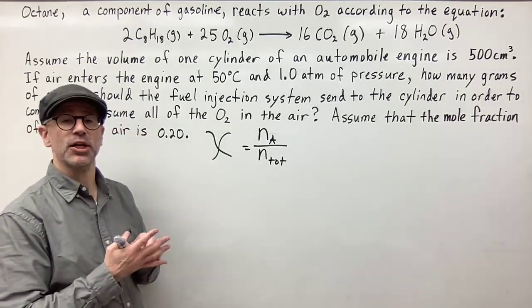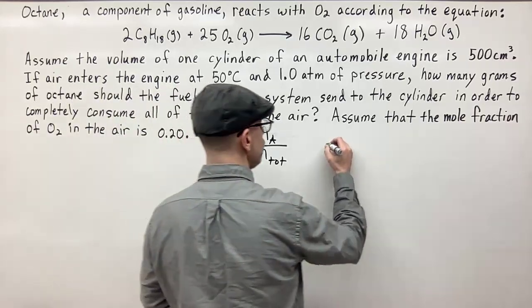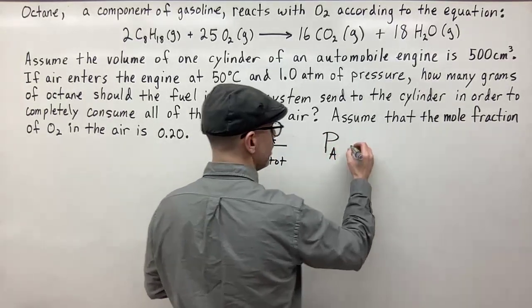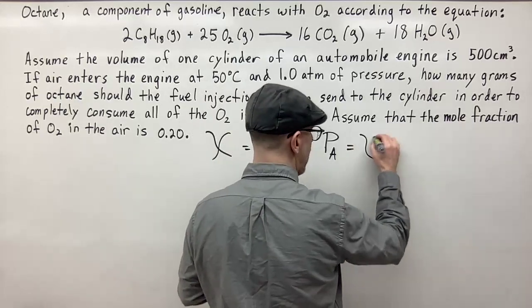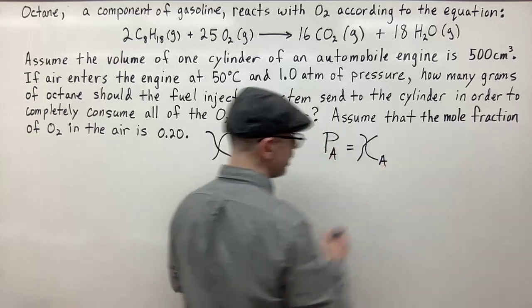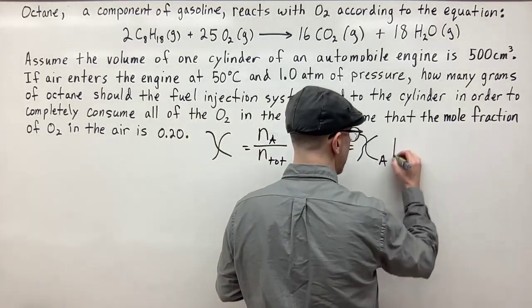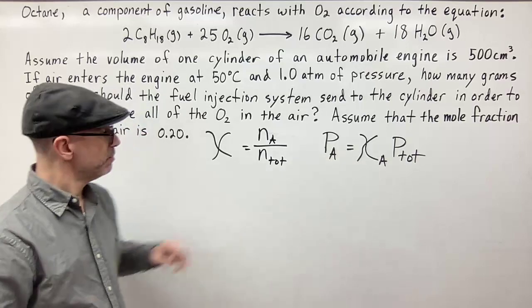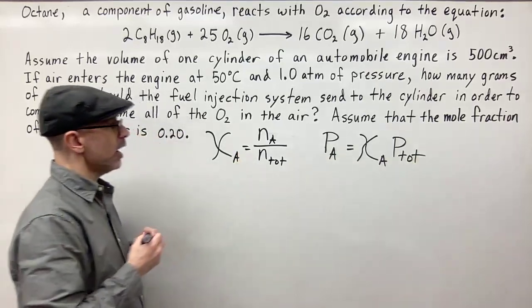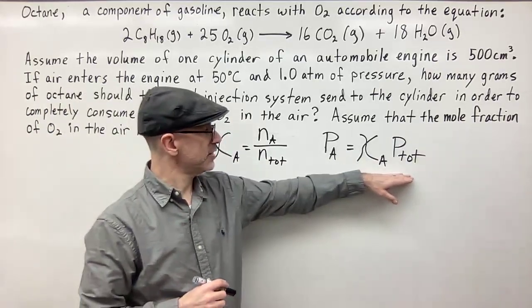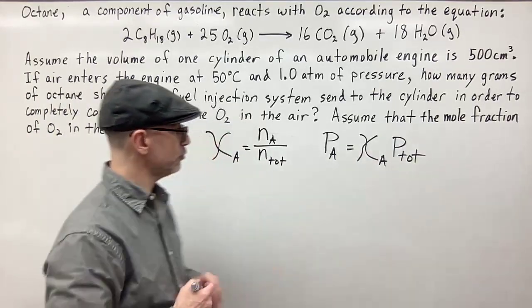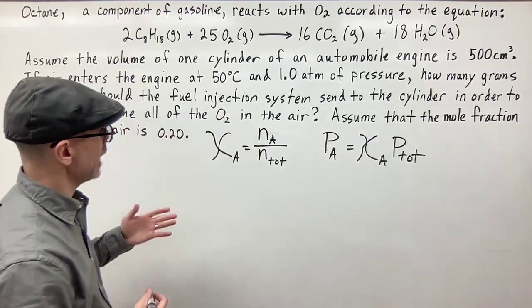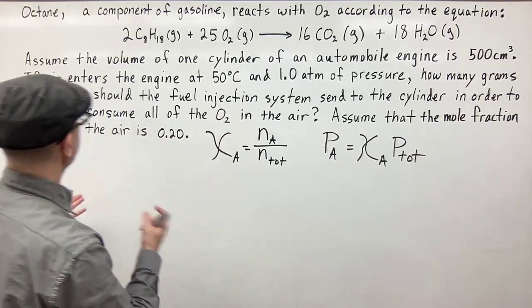But when we're talking about gases, we also know that the partial pressure of your gas A is equal to the mole fraction of A multiplied by the total pressure. So this is also true. This would be the mole fraction of A. So this is going to help us in the problem because now we can solve for the partial pressure of A. And what's A? Oxygen.